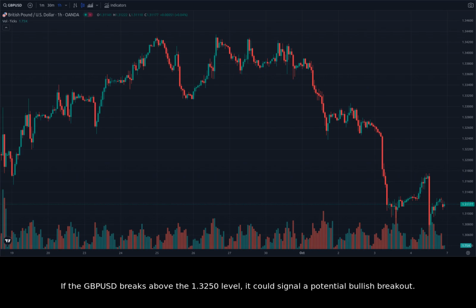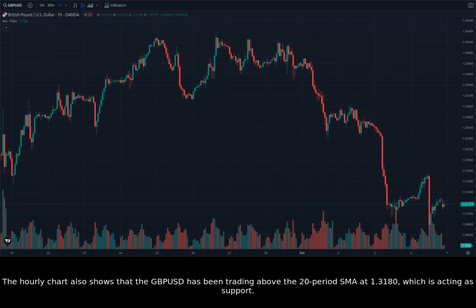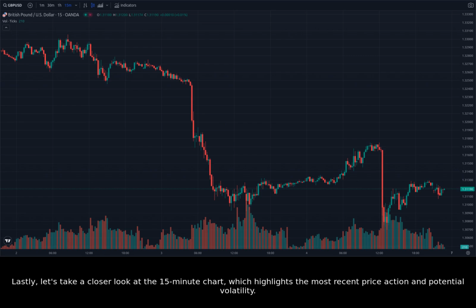If the GBPUSD breaks above the 1.3250 level, it could signal a potential bullish breakout. On the other hand, if the GBPUSD breaks below the 1.3150 level, it could signal a potential bearish breakout. The hourly chart also shows that the GBPUSD has been trading above the 20-period SMA at 1.3180, which is acting as support.